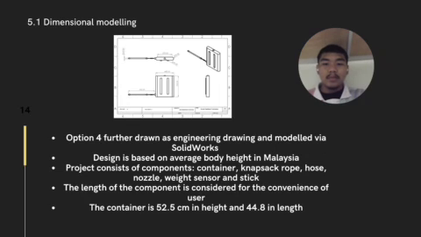As you can see, option 4 is further drawn as an engineering drawing and modeled via SolidWorks. The design is based on average body height in Malaysia. The project consists of components: container, knapsack, rope, hose, nozzle, weight sensor, and stick. The length of the components is considered for the convenience of the user, and the container is 52.5 cm in height and 44.8 cm in length.